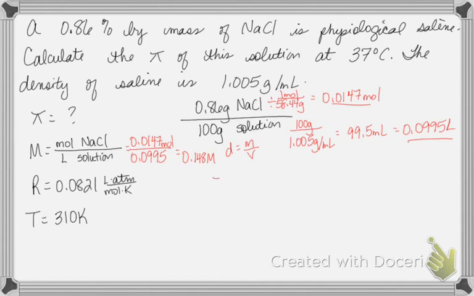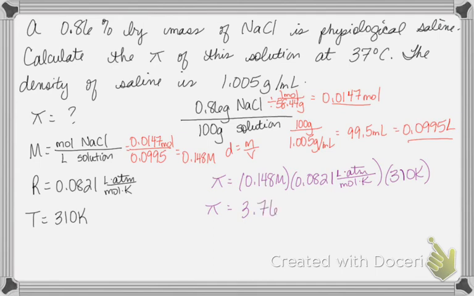Okay, osmotic pressure is equal to M times R times T. Okay, so for an osmotic pressure, I get 3.76 atmospheres.